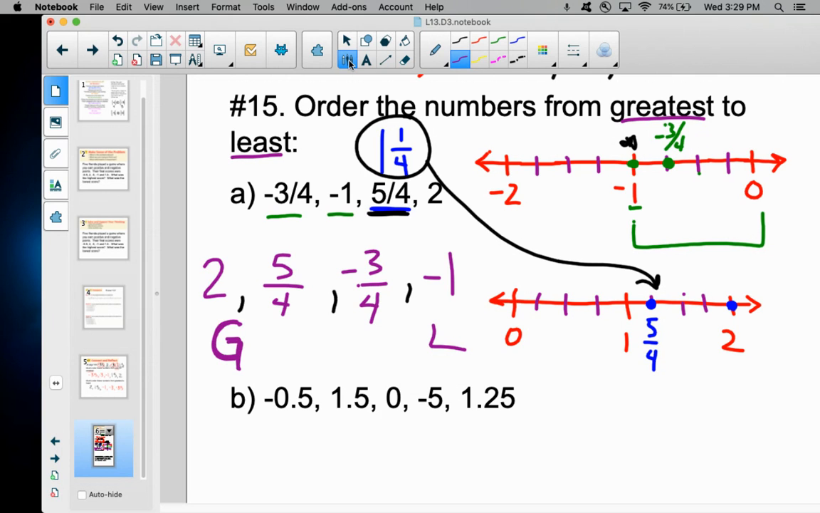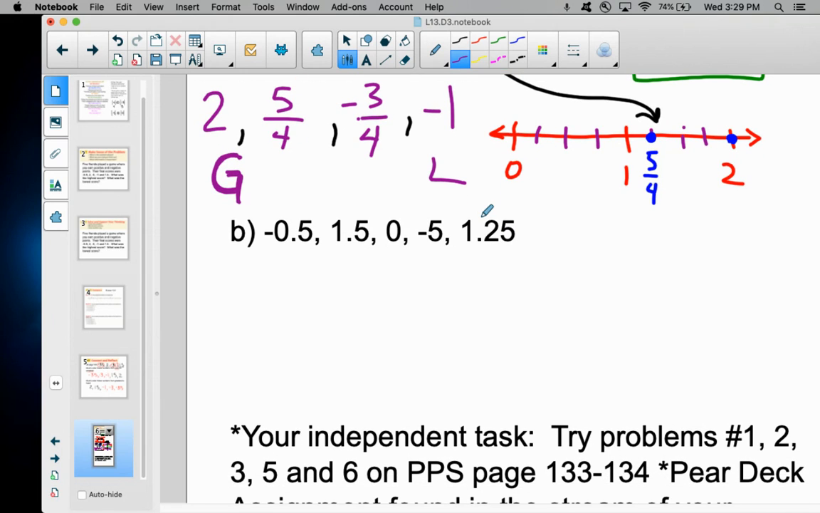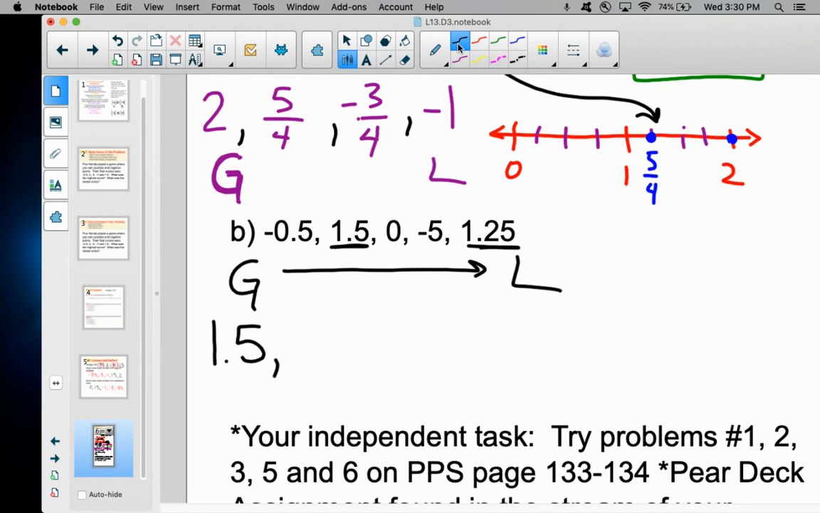Now, the last one, going from greatest to least. Again, I'm going to take my own advice, start with my greatest to least. Okay, that's how I'm ordering these. I'm going to want to look at my positive numbers first. Find the greatest one, the one farthest away from 0 would be my positive 1.5, followed by my 1.25.